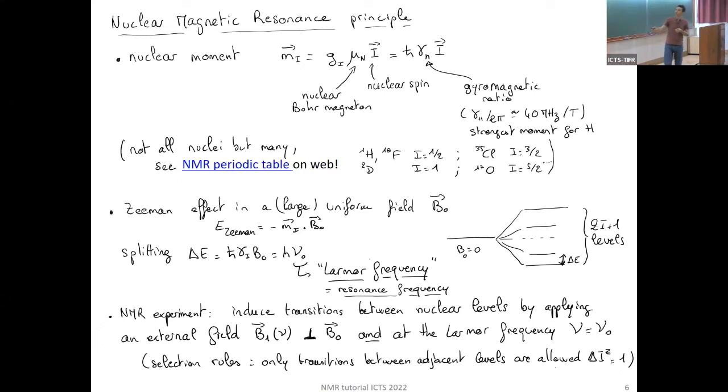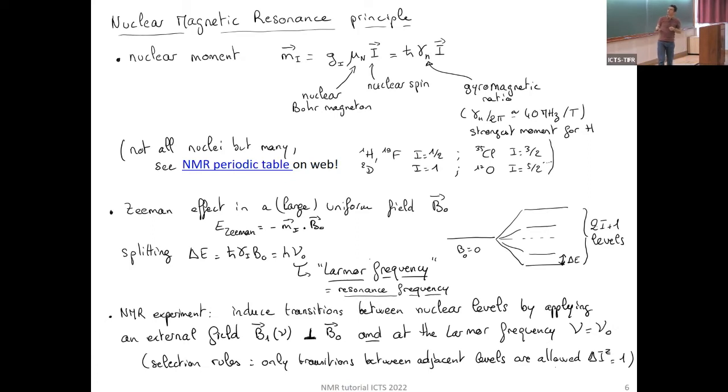So to do that, you need an additional external field. You have a static uniform field B0, and you need another field that will induce the transition. This one is a time-dependent oscillating field. And if it's exactly at the right frequency, if nu is equal to the spacing, then you can induce a transition. You also need B1 to be perpendicular to B0; it's the transverse component of the fluctuating field that induces the transition.